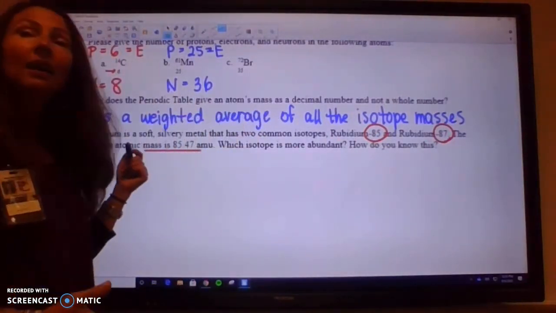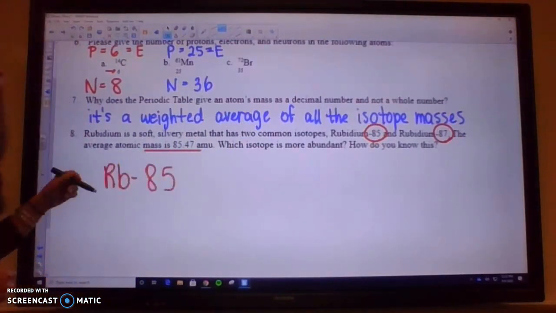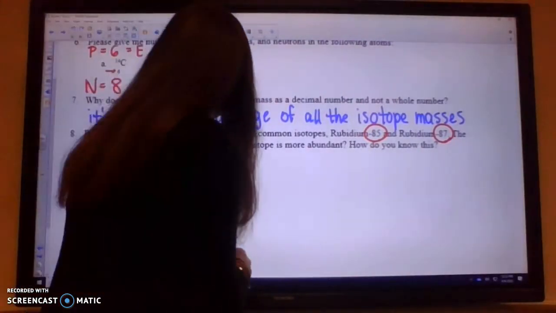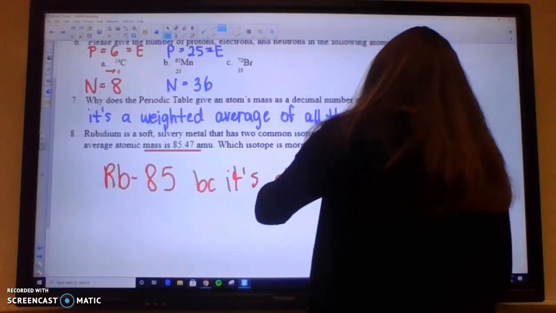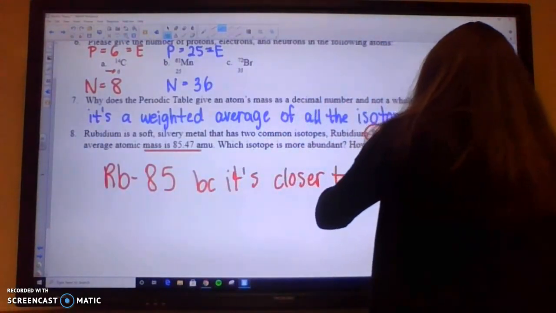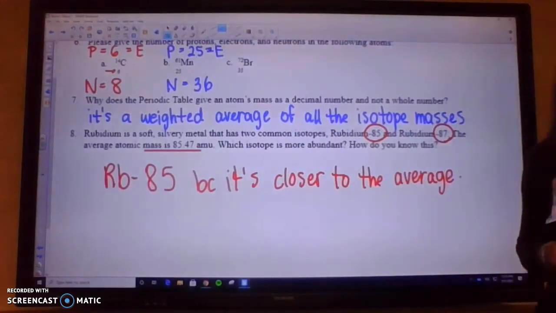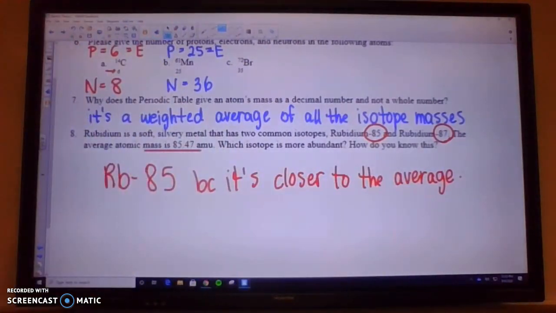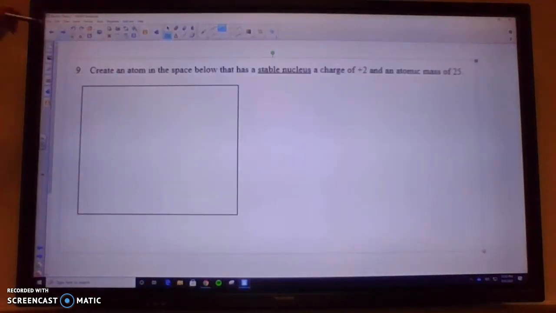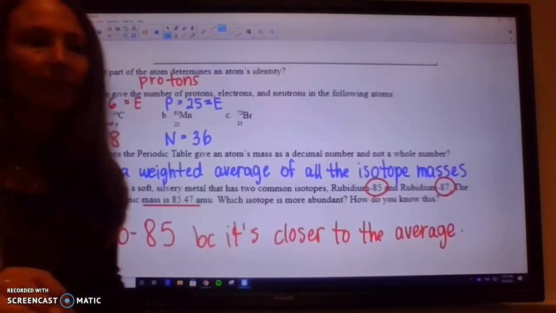So 85 because, and you can just write your answer like this, and you don't have to write the whole element word out, but rubidium 85 because it's closer to the average. And that's it. Okay? That's what you would have to do for your test. Let me see if there's another question. And then there's one more, but that's it. All right? Okay.